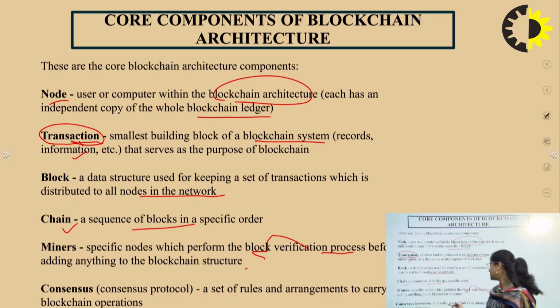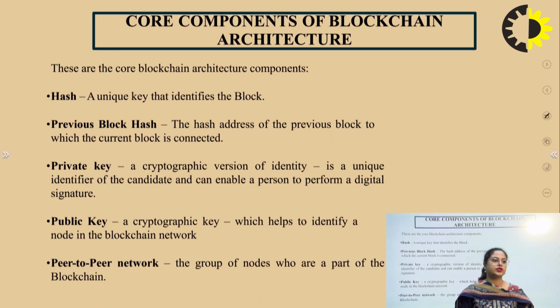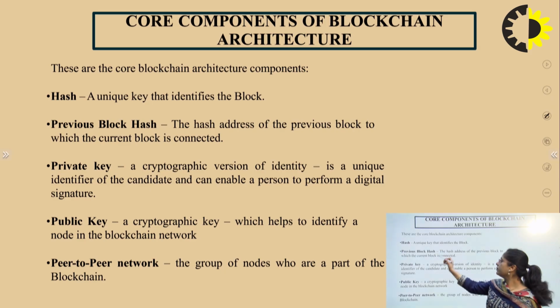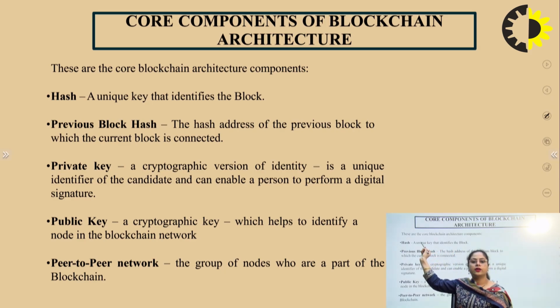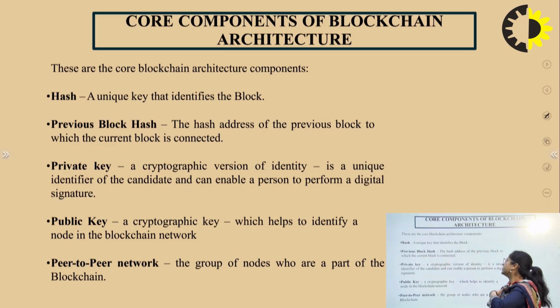After that, consensus protocol, a set of rules and arrangements to carry out the blockchain operations. Hash is nothing but the unique key that identifies the block. Previous block hash, the hash address of the previous block to which the current block is connected. The hash address of the previous block is used for the connections, for linking the blocks.